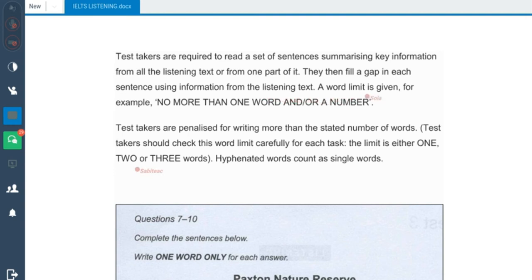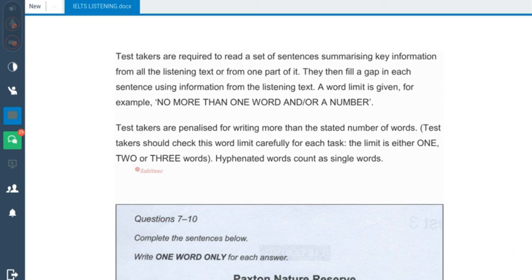You need to know that a word limit is given, for example, no more than one word and or a number. Test takers are penalized for writing more than the stated number of words, so check this word limit carefully for each task. The limit is either 1, 2, or 3 words. Remember, hyphenated words count as single words.